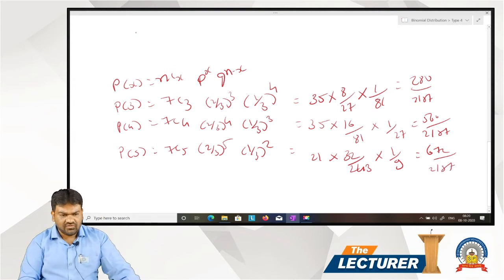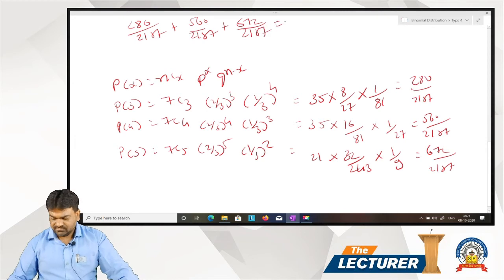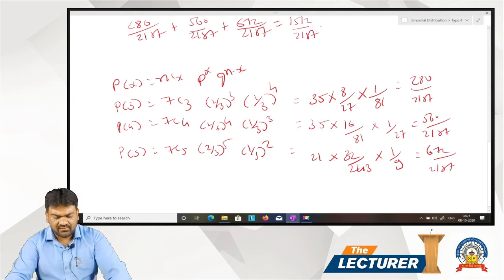Now the total of these three: 280 divided by 2187 plus 560 divided by 2187 plus 672 divided by 2187. That is 1512 divided by 2187.